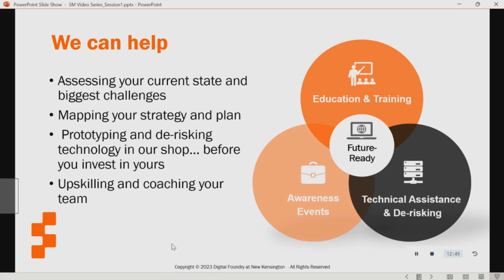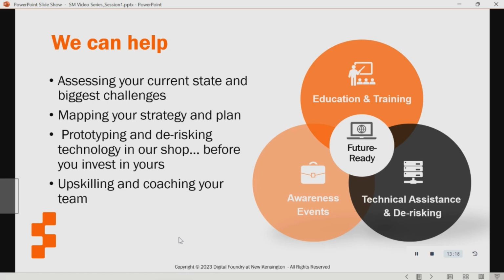So while today was just a very brief glimpse into how we define smart manufacturing and why you should care because it can have real value to your business, we want to close with letting you know that we can be of help at the Digital Foundry. At the Digital Foundry, our mission is to focus on delivering access to digital technologies through education and training, through awareness events, and through technical assistance or de-risking with manufacturers in our region.